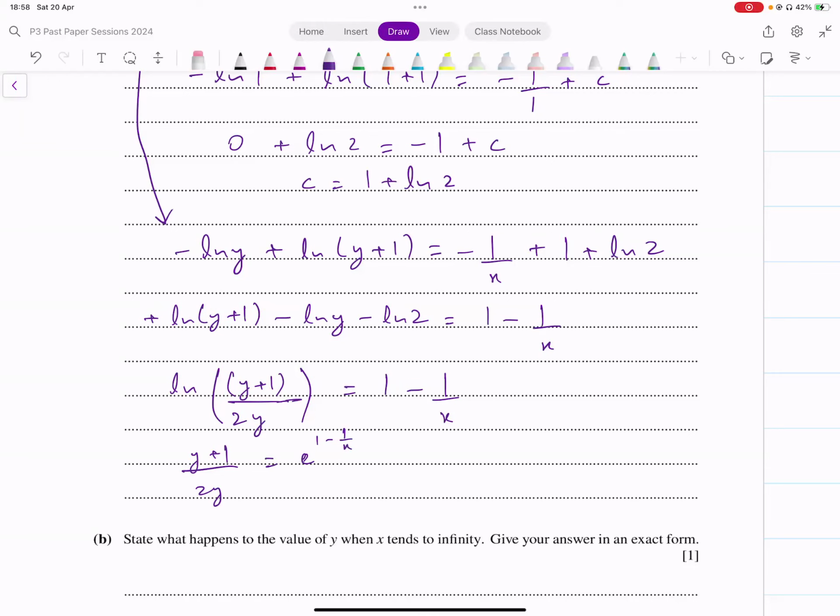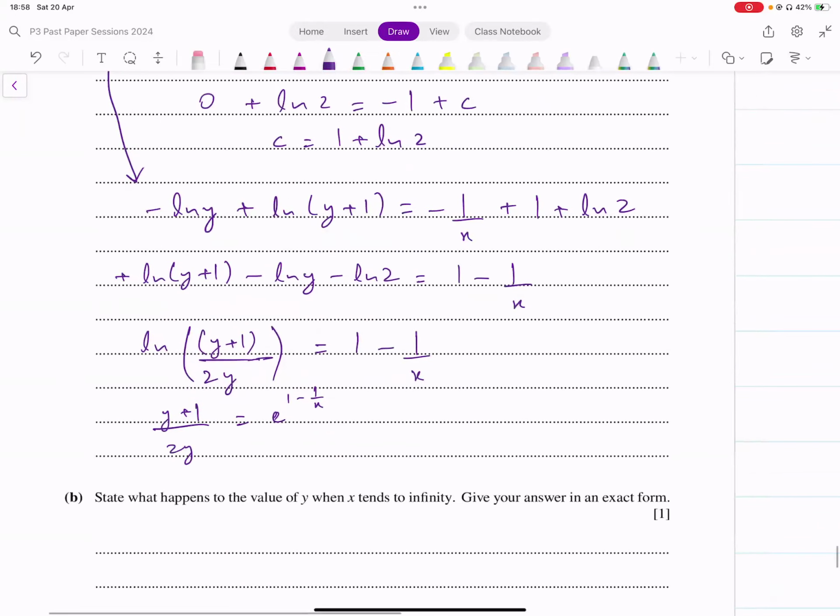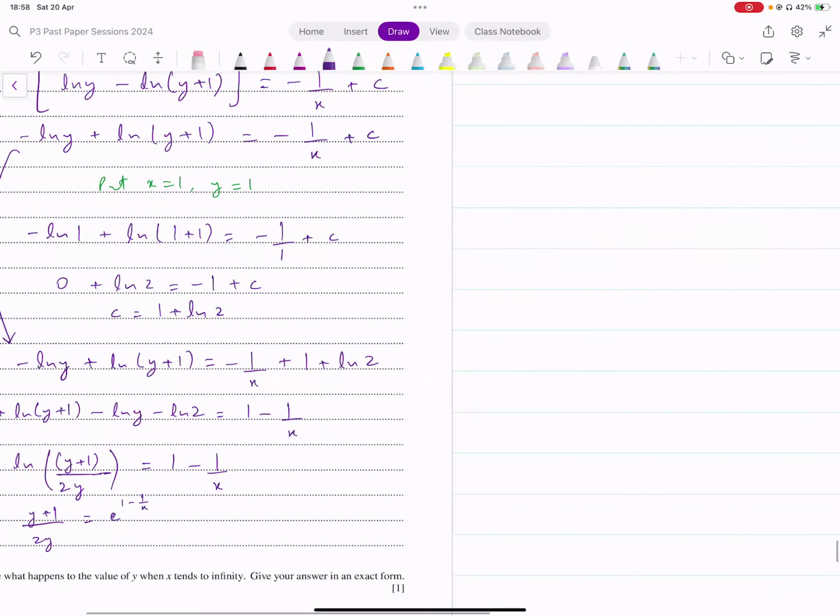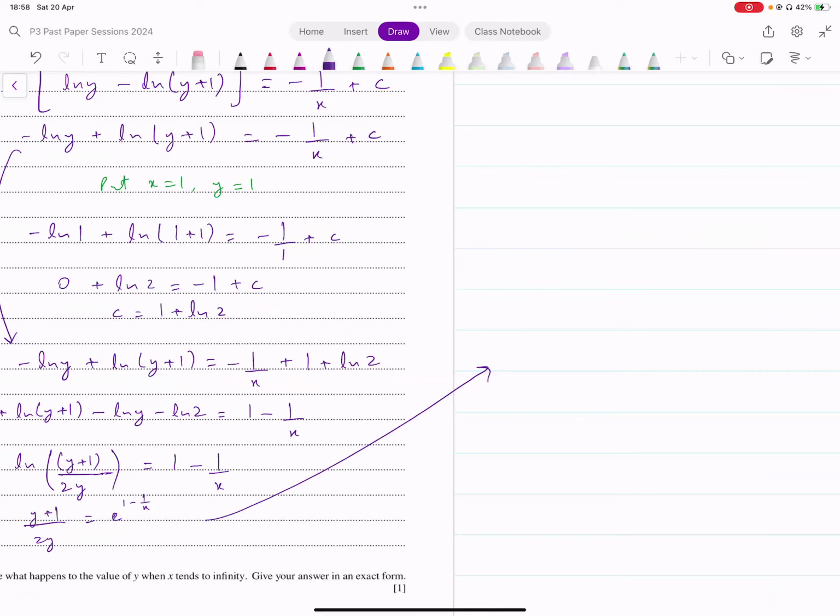And now we need to make y the subject. How do we do that? We can multiply this 2y on the other side. Let's do it on the side now. Then 2y goes to the other side. It gets multiplied like this, e raised to power 1 minus 1 over x.